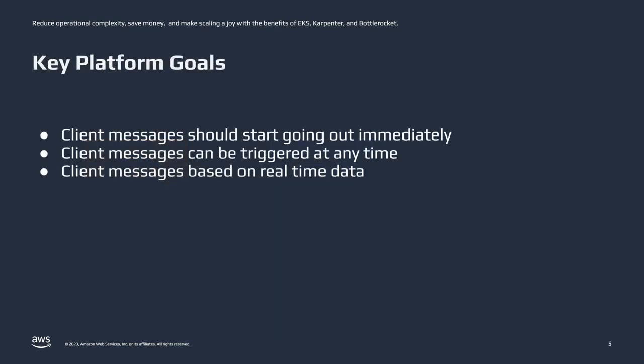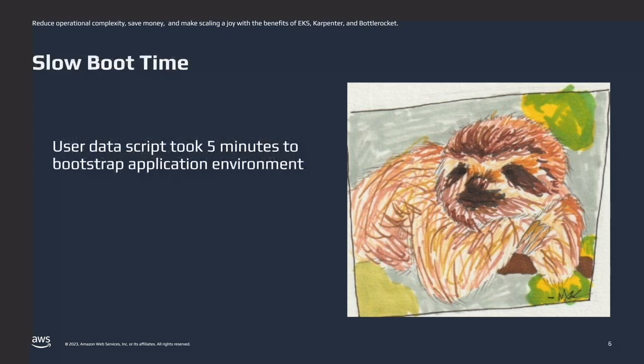At Cordial, we have some key goals to meet with our service. Whenever a client triggers a message send, we need to respond and begin sending that message right away. And the real-time data in our system means that clients can trigger messages at any time. There are a few obstacles we faced accomplishing that with the original messaging components in the EC2 setup.